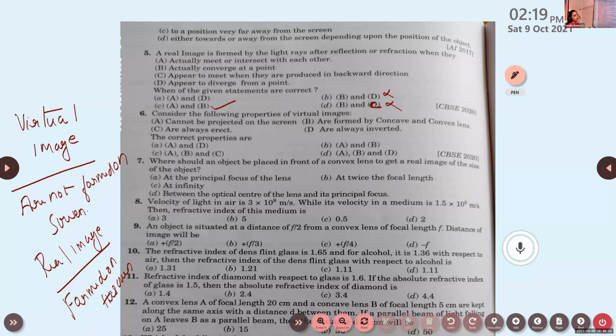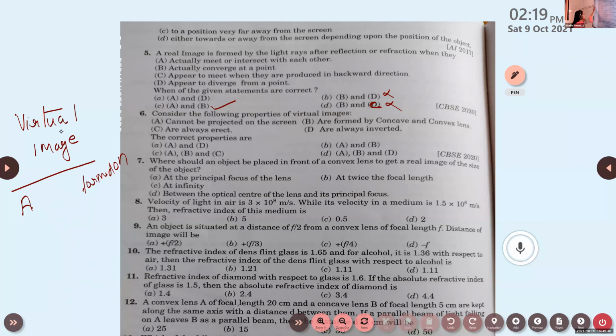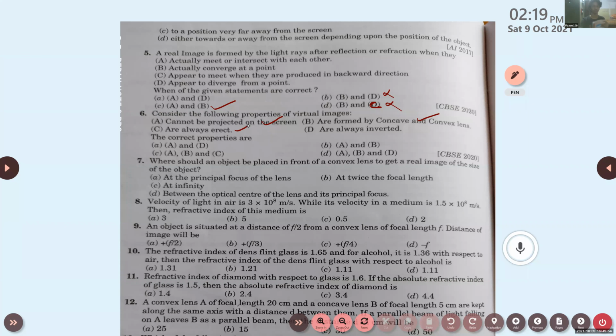Now option B, formed by concave and convex lenses. Is it true? We get virtual images with both concave and convex. A is possible, B is possible. Then option C, always erect. Virtual images are always erect. Yes, it is also true. Virtual images are always inverted, is it possible? No. So the correct option is option C.